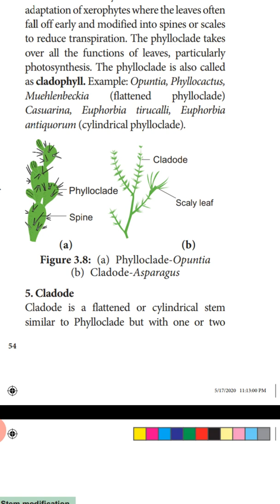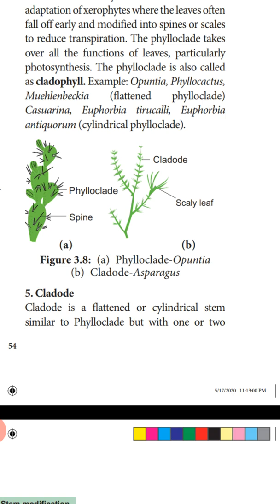The leaves are modified in the form of spines, and here the stem is performing the function of photosynthesis. So this is the phylloclade. Here the nodes and internodes are present, and they show unlimited growth.